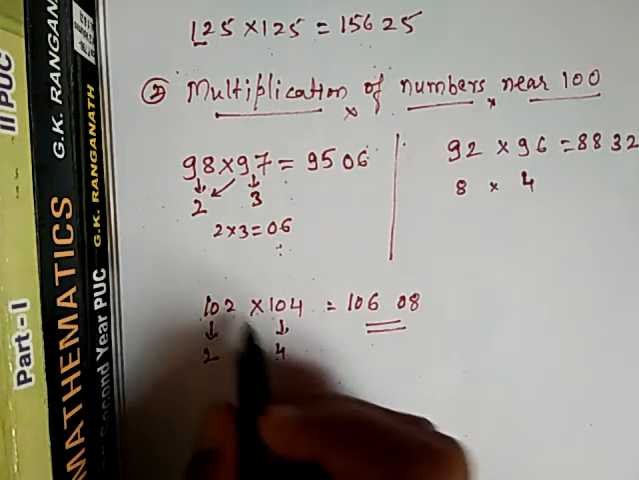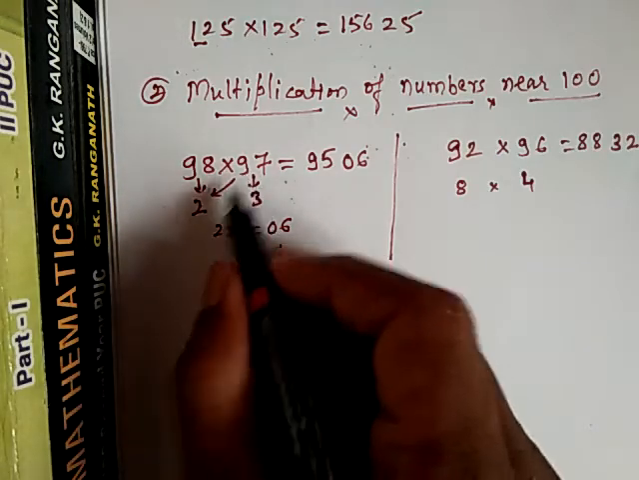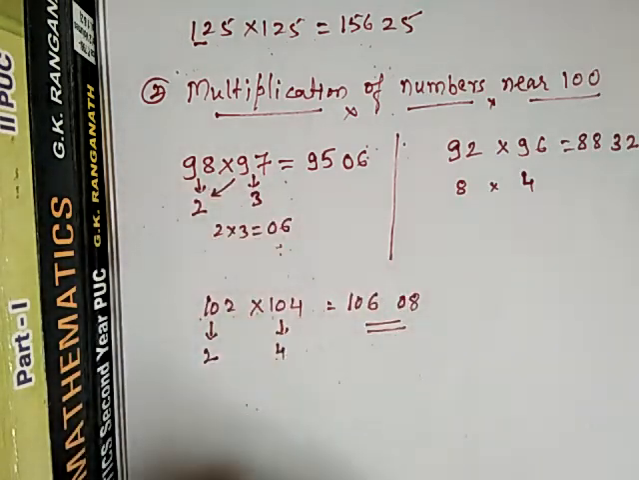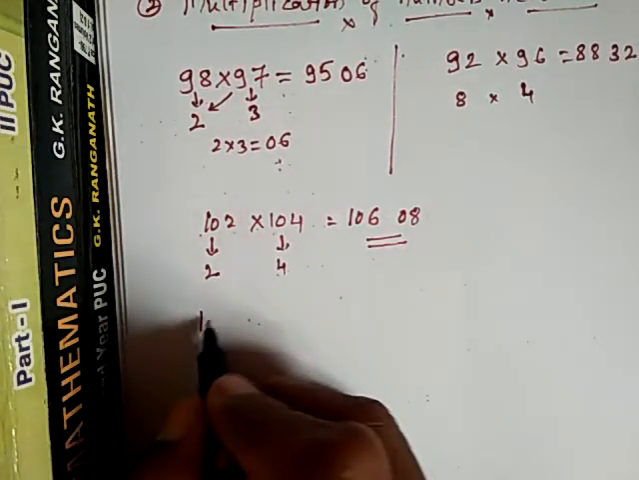Like this you can add, or like this you can add. Here you have to subtract like this, or like this. Cross you have to subtract. So one more example I will take.